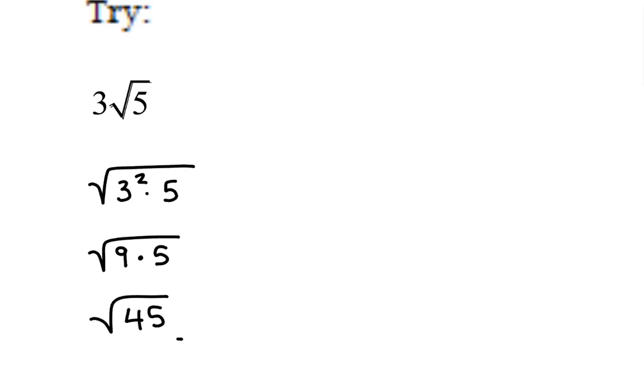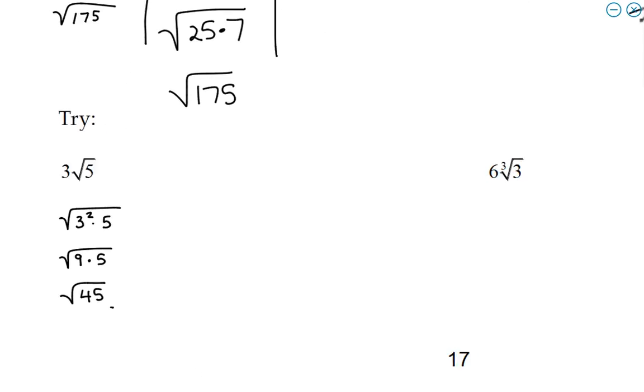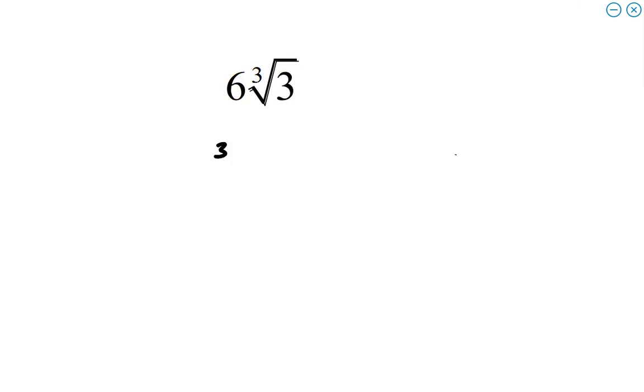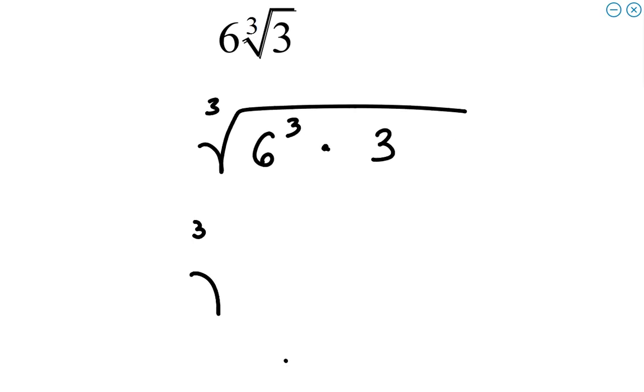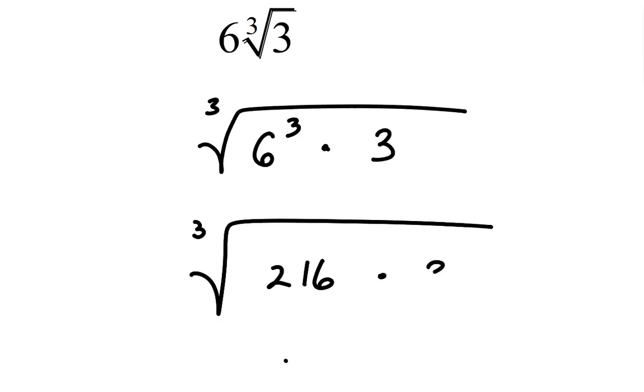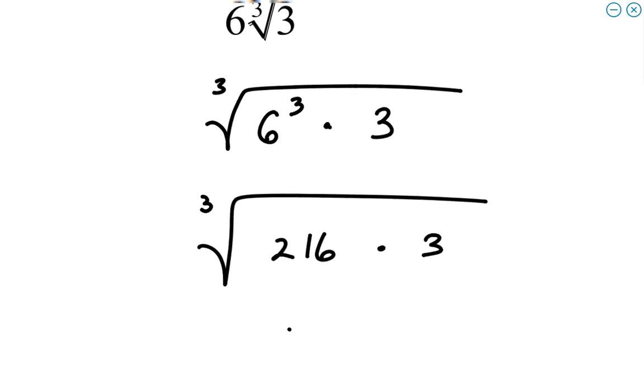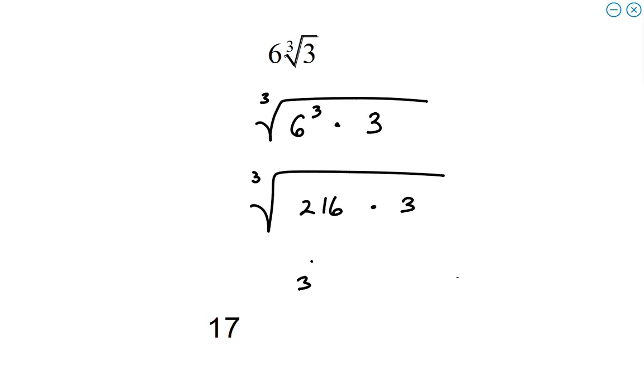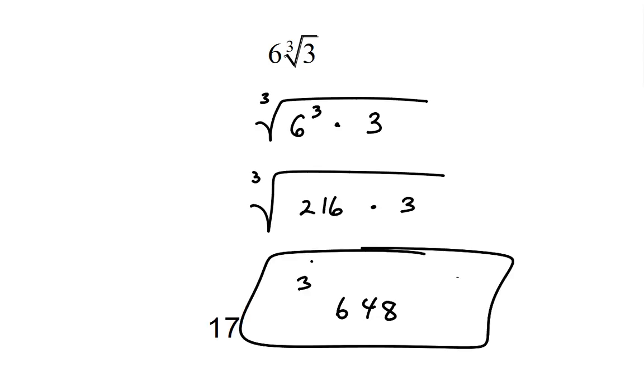How about the other one? We talked about this as well. When the 6 goes in, it goes in as a 6 cubed because we're doing cube roots. And then do exponents. Do your exponents before you multiply. So 6 cubed is 216. 216 times 3 is, help me out, 648? So that's what you're looking for, the cube root of 648.